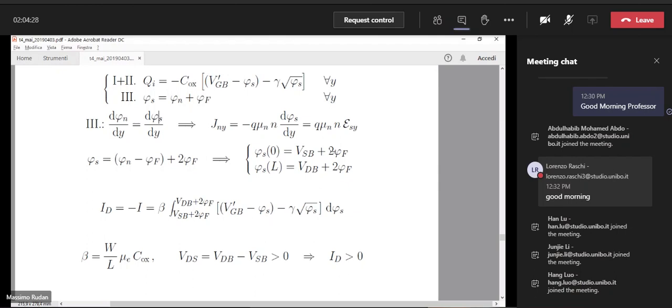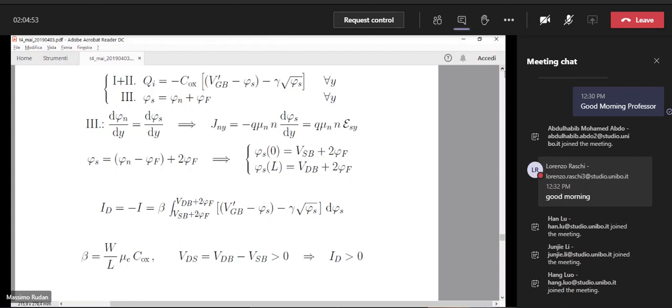Similarly, on the right end of the channel, phi s of L becomes equal to the voltage applied to the right contact with respect to the bulk, VDB, again plus the constant 2 phi f. So we have the limits of the integration.